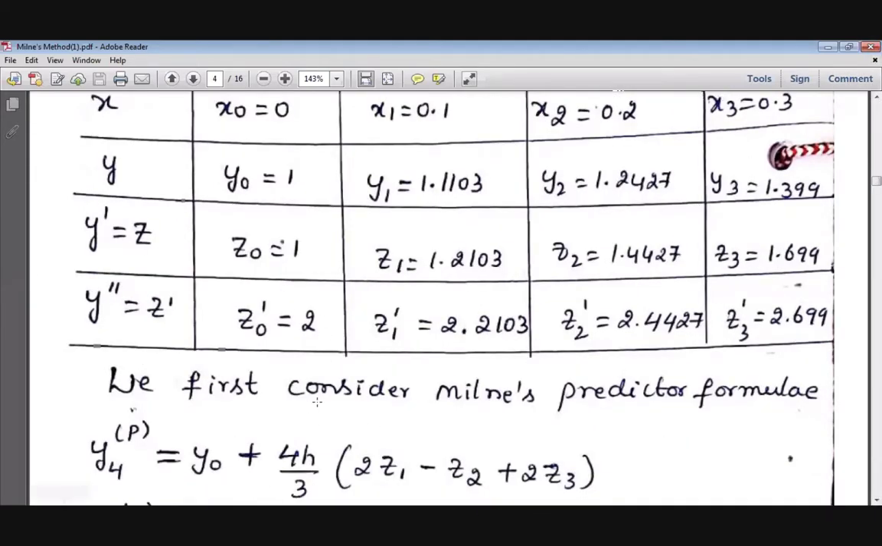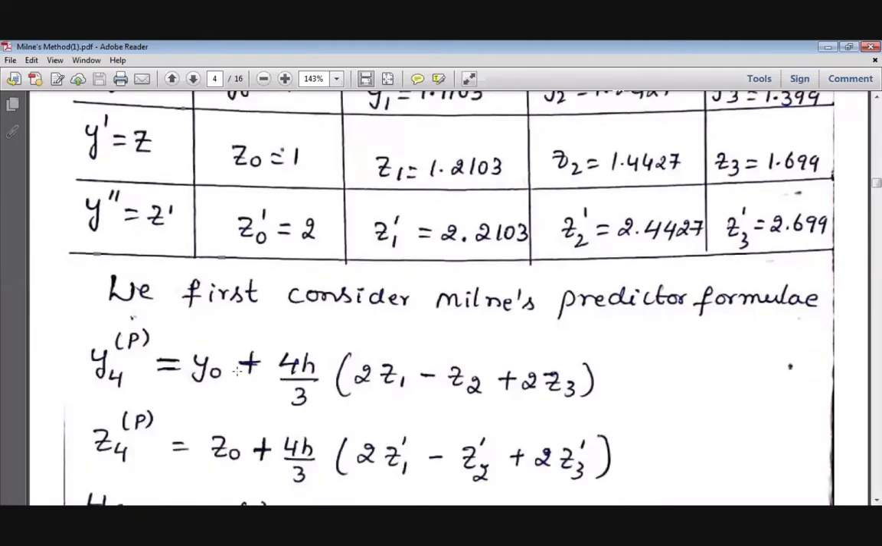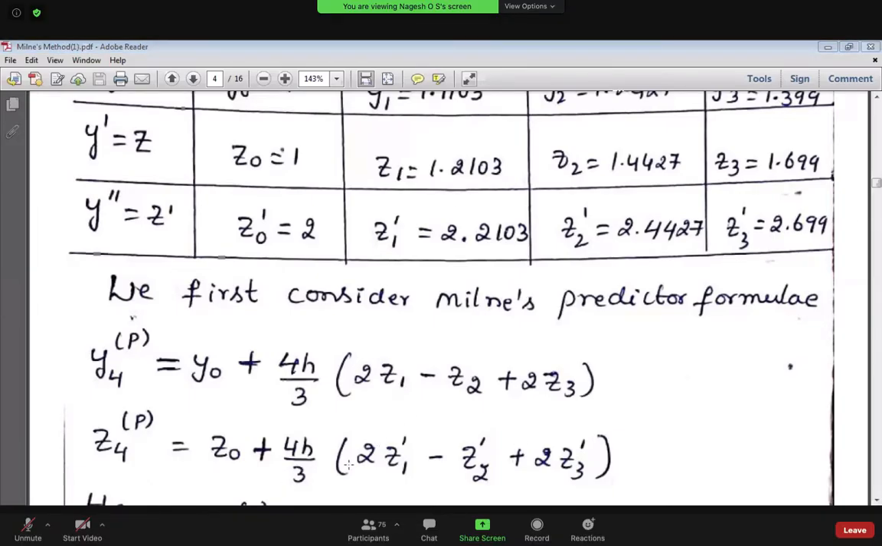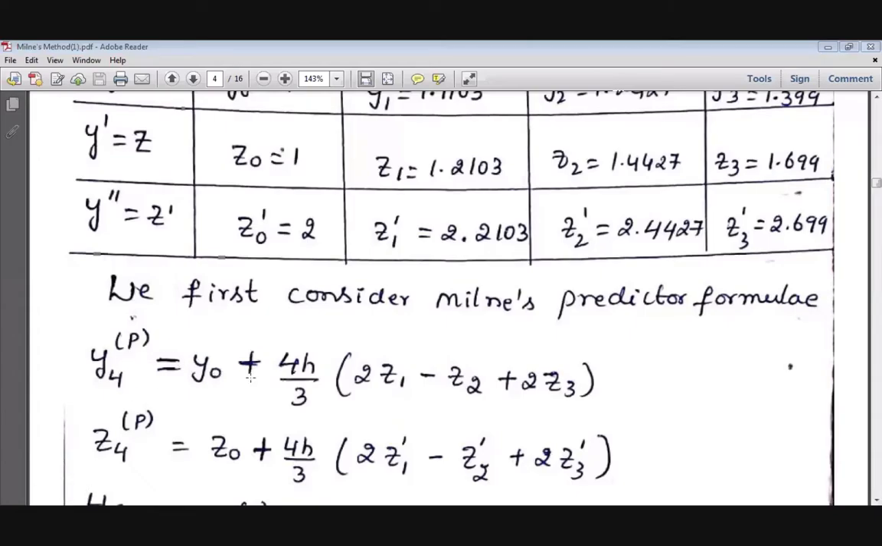Then write the formula. Y4 of p is equal to y naught plus 4h by 3, 2z1 minus z2 plus 2z3. Be careful. Here we won't write y1 dash minus y2 dash. You will write 2z1 minus z2 plus 2z3 because both are same. Y1 dash and z1 both are same. So y4 of p equal to y naught plus 4h by 3 into 2z1 minus z2 plus 2z3.